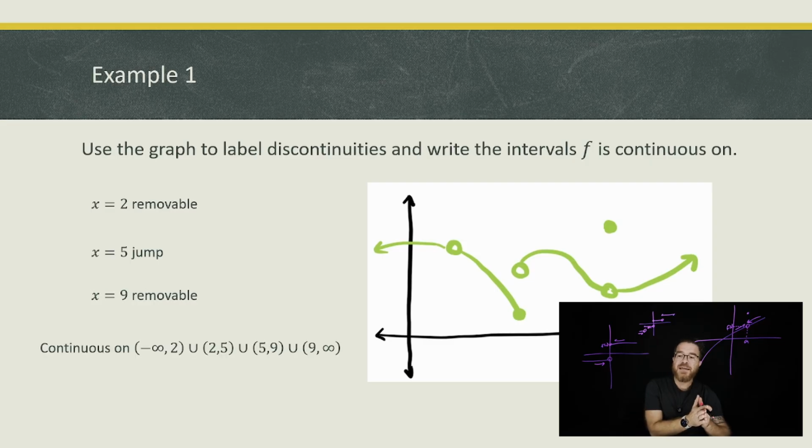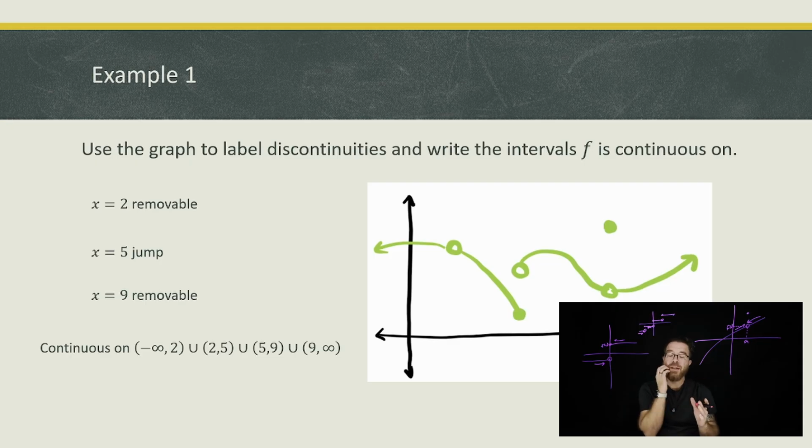So based on this, this graph is going to be continuous from negative infinity up to that first discontinuity of 2. And then it will be continuous starting at that discontinuity 2. Again, neither of those are inclusive, up to 5, not inclusive. And it'll start at 5 to 9, and then 9 up to infinity.